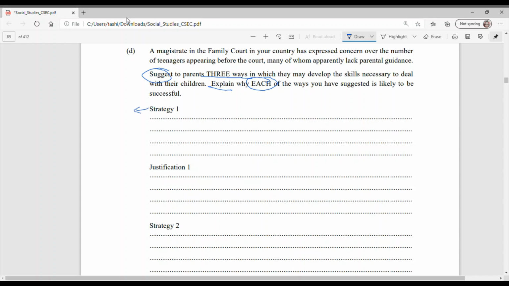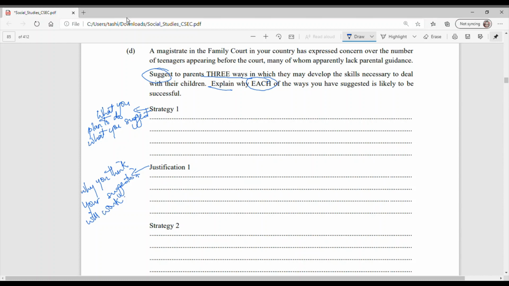So the strategy really means what you plan to do, or what you suggest that they do to solve the problem. And the justification, that means why you think your suggestion will work. So you have to keep that in mind when you are answering the questions.